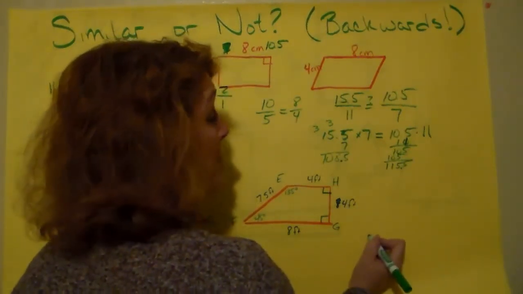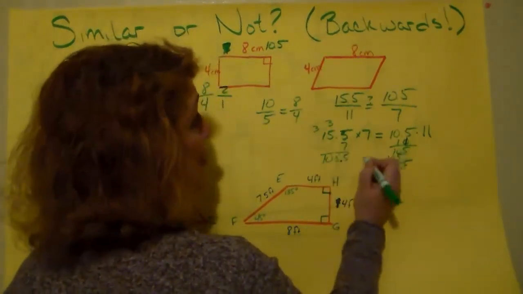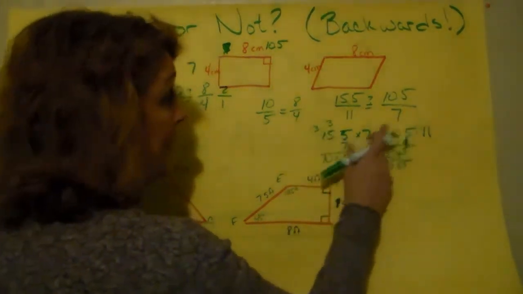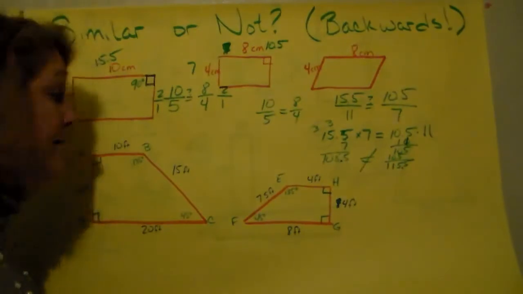And I can tell you, no, these two are not proportional because the cross multiplication doesn't work. Okay?